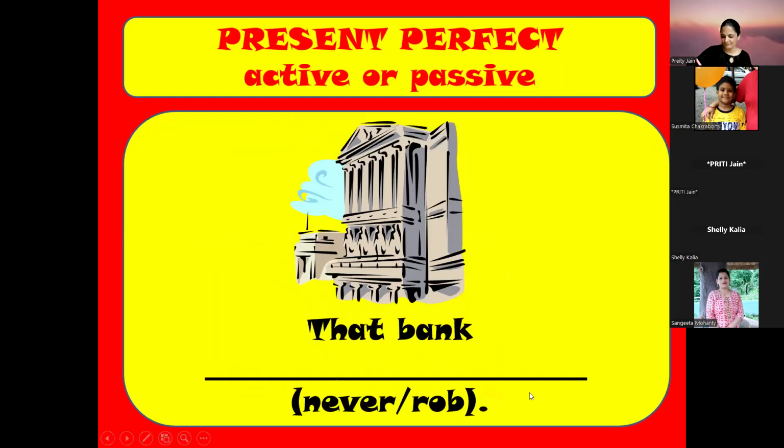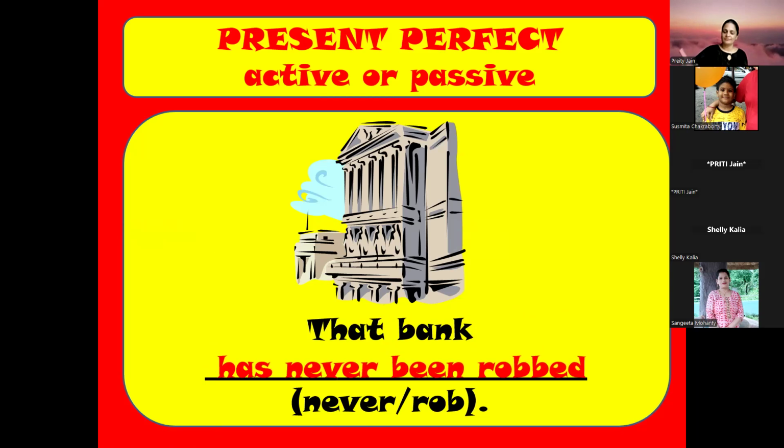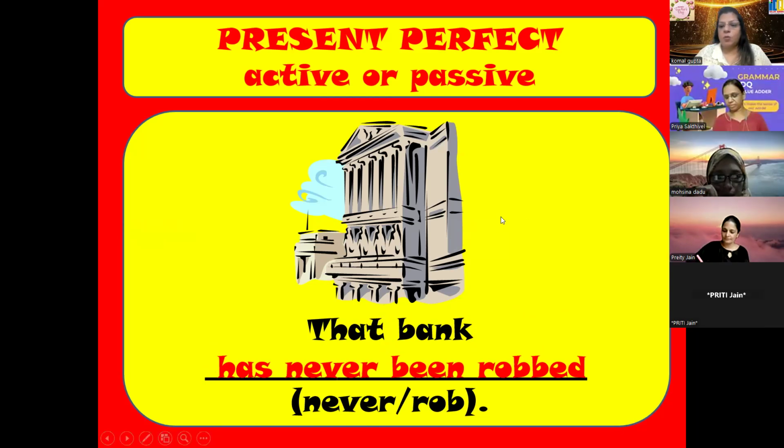Yes, Preeti. Please unmute. Be quick, Preeti. That bank has been nevered. Never is written below, ma'am. What is the verb here? Rob. Rob is a verb. That bank has never been robbed, because the verb is rob. Rob is a verb. Okay.